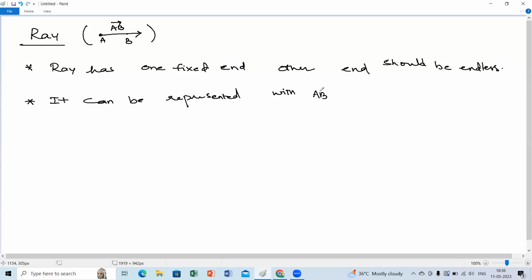AB single arrow, or CD single arrow, or XY single arrow, or BA. You can write the same thing as BA. This is the way you can do it.